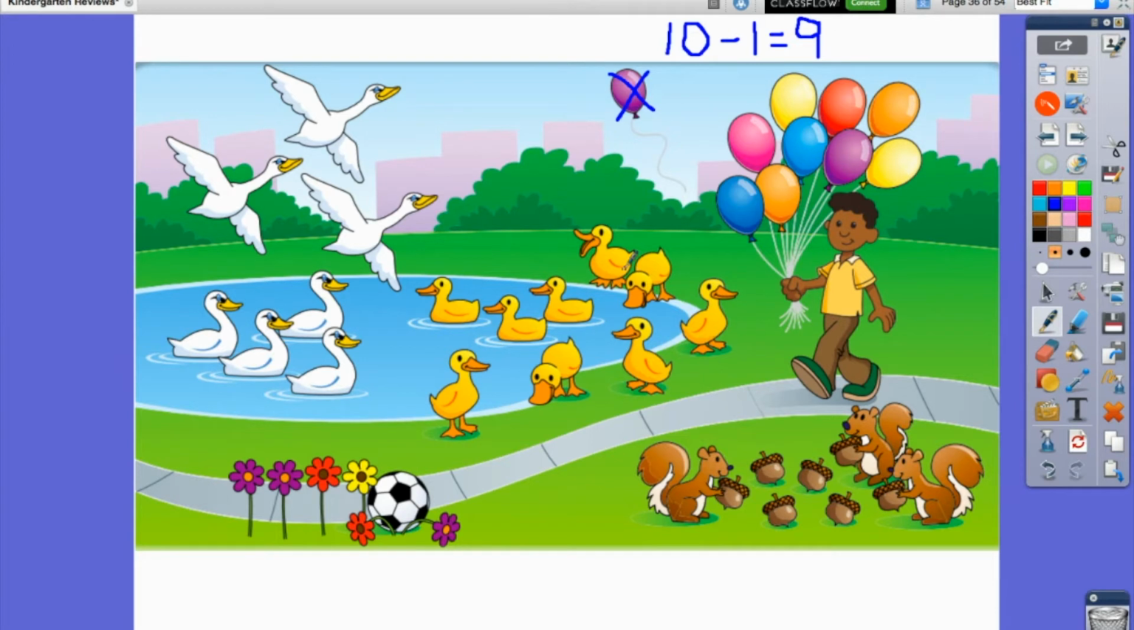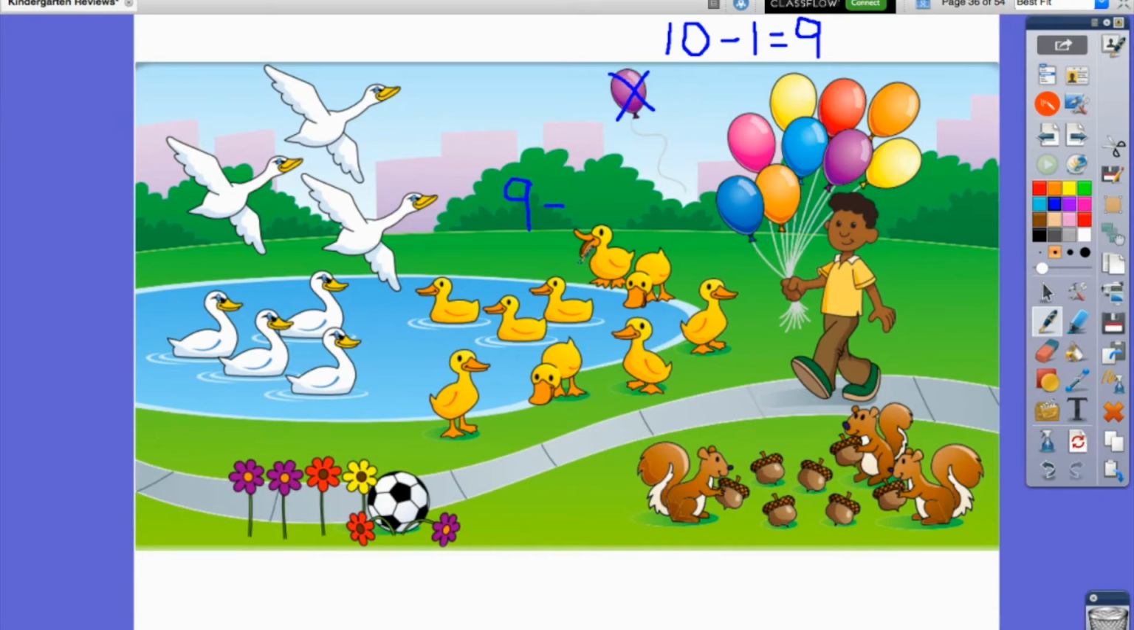Let's look at the ducks, the yellow ducks. So let's count all of the yellow ducks. 1, 2, 3, 4, 5, 6, 7, 8, 9. So how many yellow ducks are there? There are 9 yellow ducks. But we want to come up with a subtraction problem. Remember, subtraction shows us 2 different groups or if something is being taken away.